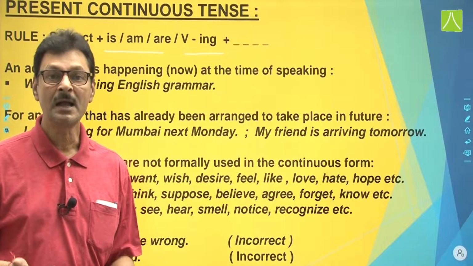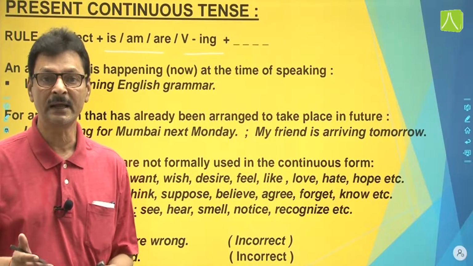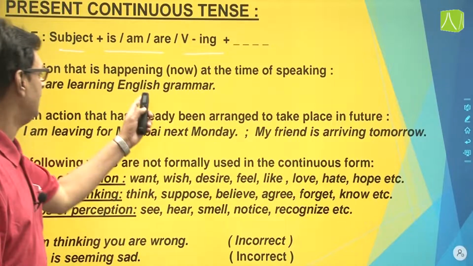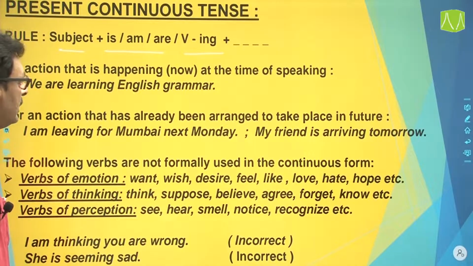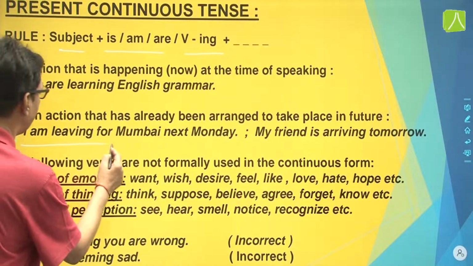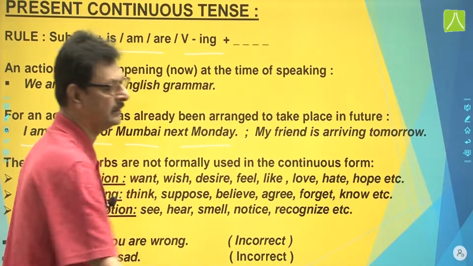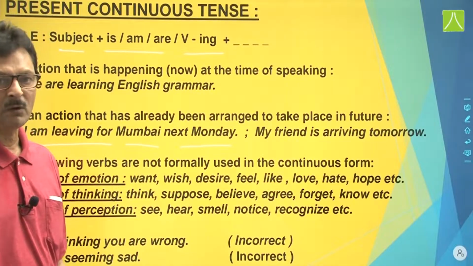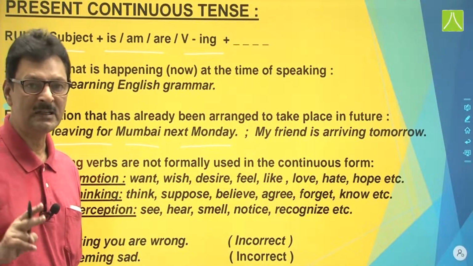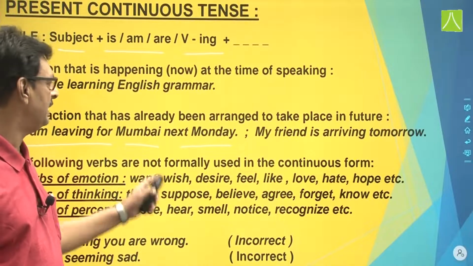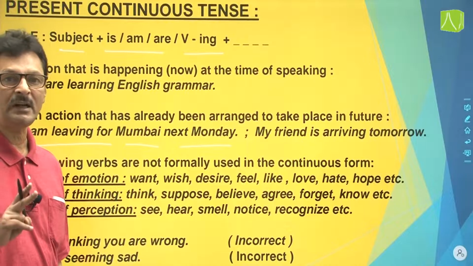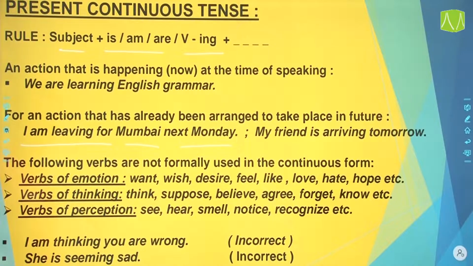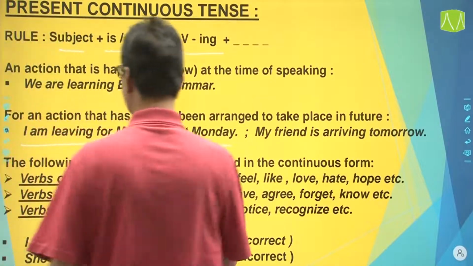What are we doing right now? We are learning grammar at this time. This is the way it is used. It is also used for an action that has already been arranged to take place in future. For example, I am leaving for Mumbai next Monday. I am leaving for Mumbai next Monday. It is being pre-decided, pre-scheduled, and we can use it for actions that will be taking place in the future, but if it is pre-decided.